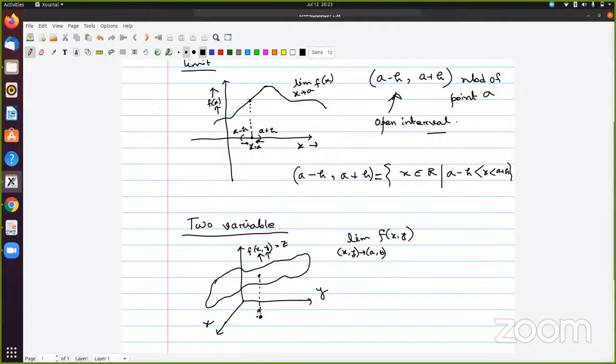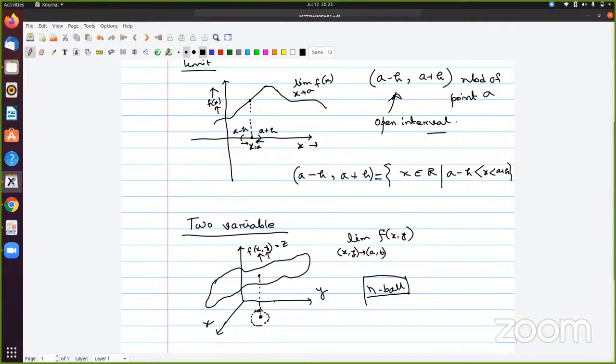But to take a standard thing, we consider a disk, which is basically called an open ball. For two variables, it is a disk. When we go to three variables, it becomes a sphere. Now, what about four variables? When you go to more than three variables, we don't have a name there. That's why we call it an n-ball, depending on the dimension.